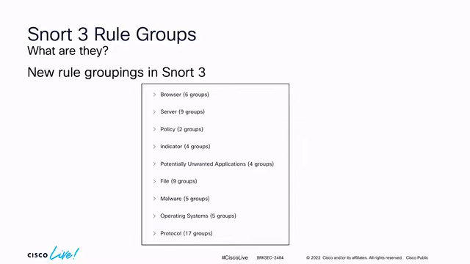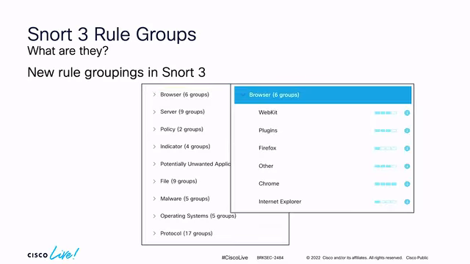So these are actually the categories that I break down into the groups, things like browser, server, policy, et cetera. When you click on one of those categories, and this is in the UI, I didn't bother doing a demo, it's pretty straightforward. Once you see it in the UI, it works just like this. It'll expand into the groups. So these are the rule groups. In the browser group, you can see we have WebKit, plugins, et cetera.